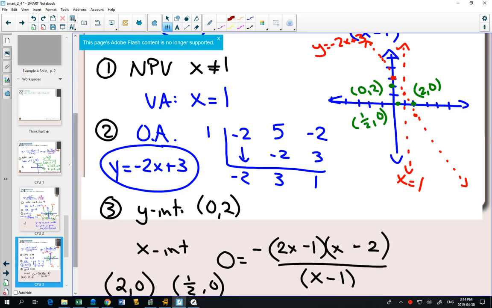Do we need any other points? Our vertical asymptote separated our graph into two sections. We have points to the left of our vertical asymptote. We have points to the right of our vertical asymptote. We have enough information to graph this. Here, towards the asymptote, towards the asymptote. Here, towards the asymptote, towards the asymptote. Okay?